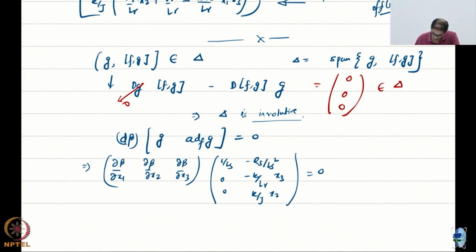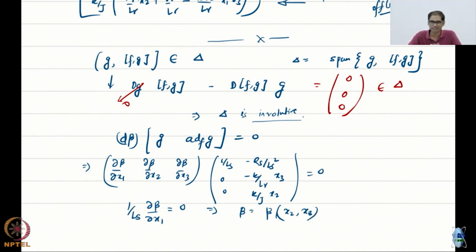Let's see, what am I going to get? The first one is going to give me 1 over Ls del beta del x1 is 0, correct. This means what? What does this mean when you are trying to solve? Absolutely, it implies beta equal to, in a very very bad notation, well, you should not write this in a paper. In an exam paper it's fine, not in an article. But anyway, I am just saying beta is independent of x1.